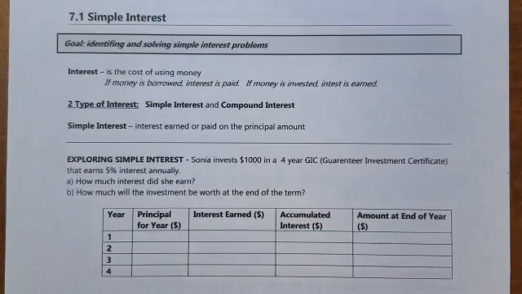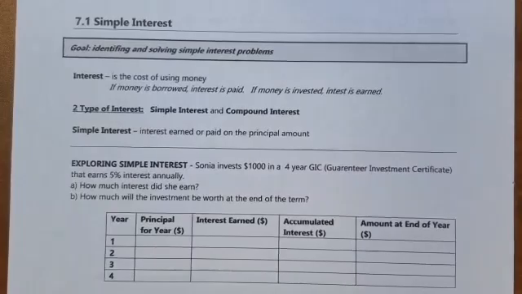And so we have two types of interest: simple interest and compound interest, but for this lesson, our focus will be on simple interest. So simple interest is interest earned or paid on the principal amount.